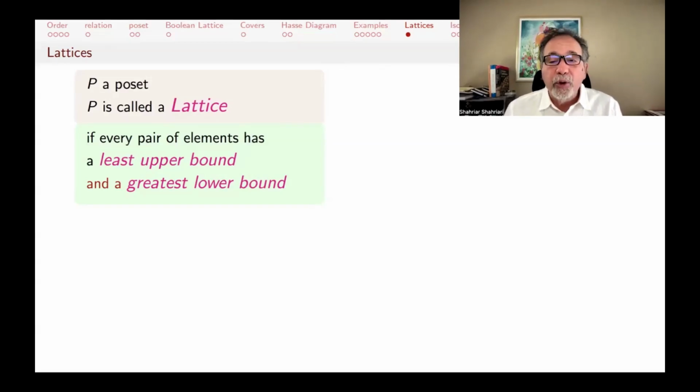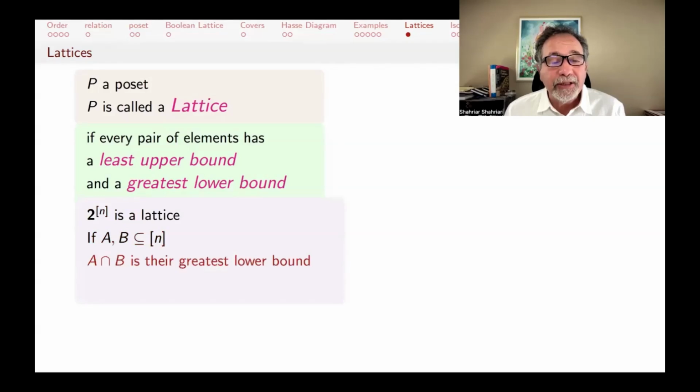And the same thing with greatest lower bound. So it's something that's less than or equal to both elements, but it's greater or equal to any other lower bound. So by definition, a least upper bound, if it exists, is unique. And the same with the greatest lower bound. If you have that, then you have a lattice. Now, the Boolean lattice is a lattice. That's why it's called a lattice. And if you have two subsets of a set with n elements, then their intersection is their greatest lower bound.